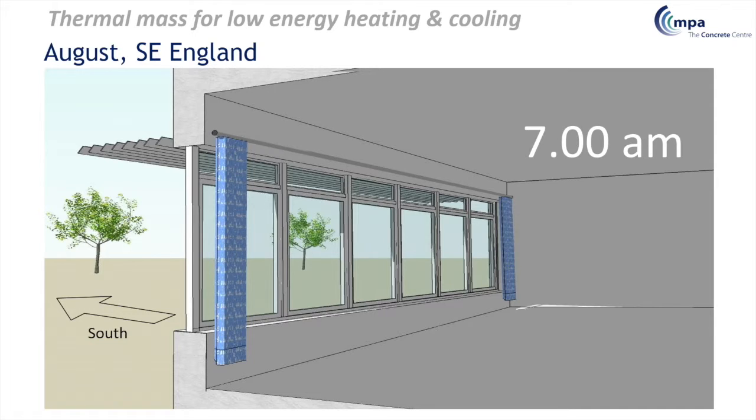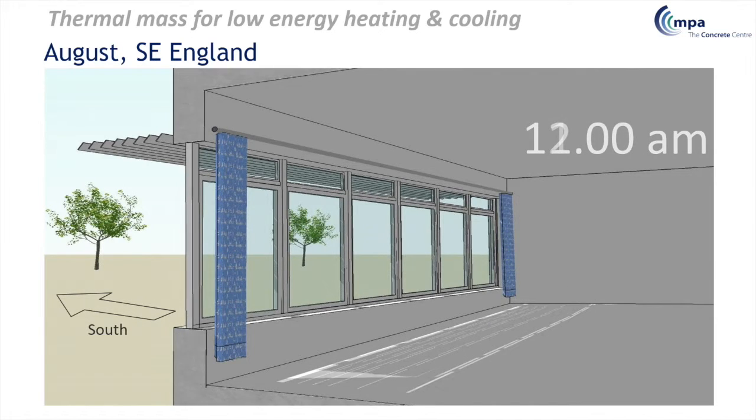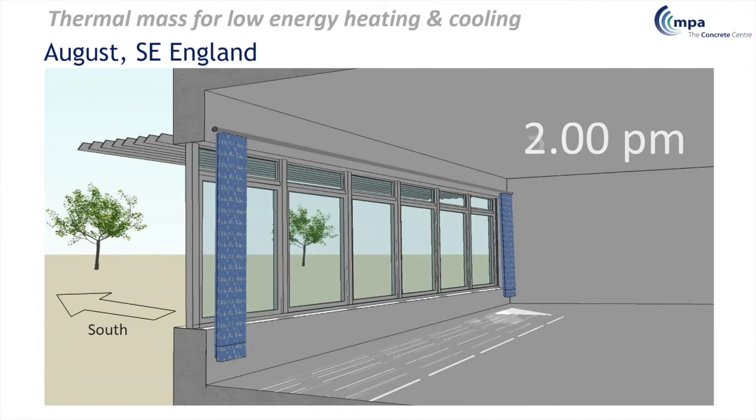So just to make the point that this shouldn't cause overheating in the summer with our south-facing windows. Same model. It's now 7 o'clock in the morning. It's a day in August, and as we go through the day, you can see that that overhang's doing a pretty good job keeping the sun out, as you would hope. So it's nothing very clever, but it's good practice design.